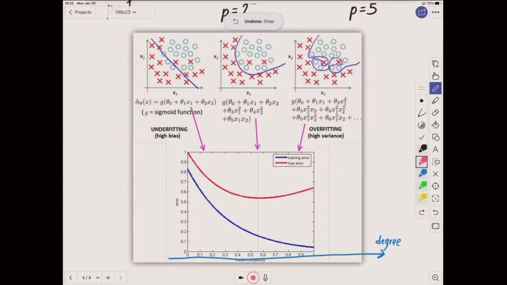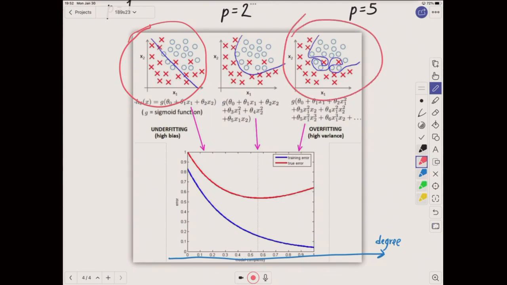By the way, this particular figure is sort of an artist's depiction. It's not actual data, but the rough idea is here, a linear decision boundary isn't flexible enough, so it underfits. But over here, a degree 5 decision boundary is too flexible, so it overfits.